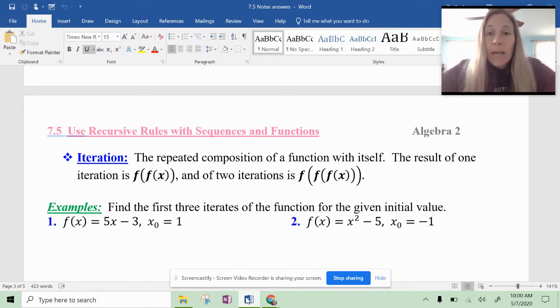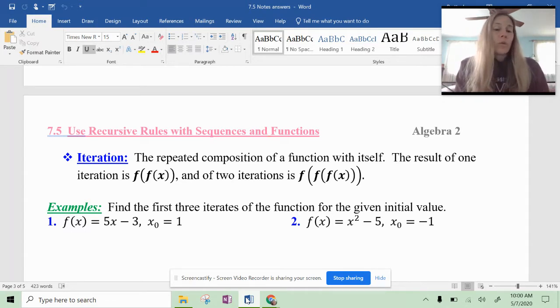So when we did the first half of the notes, we mostly focused on what a recursive rule was, how to use the recursive rule to find the sequence, and then we went over how to use a sequence to create a rule. So today we're going to just kind of use some application with this.